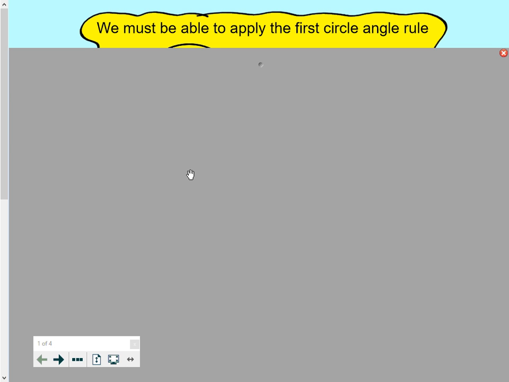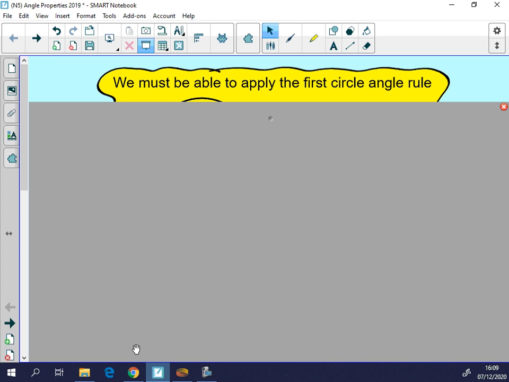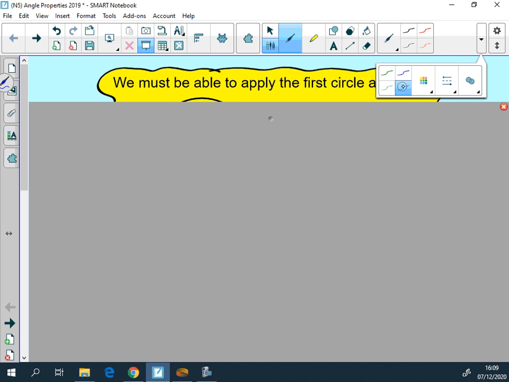This is just a short video to have a quick recap over angles. The angles that we're going to focus on just now are angles in a circle. There are 3 rules that you need to know. You need to be able to use them independently of each other, so they might only be asking them one at a time. Or, more commonly, they might ask all 3 in a combination, all in the same question.